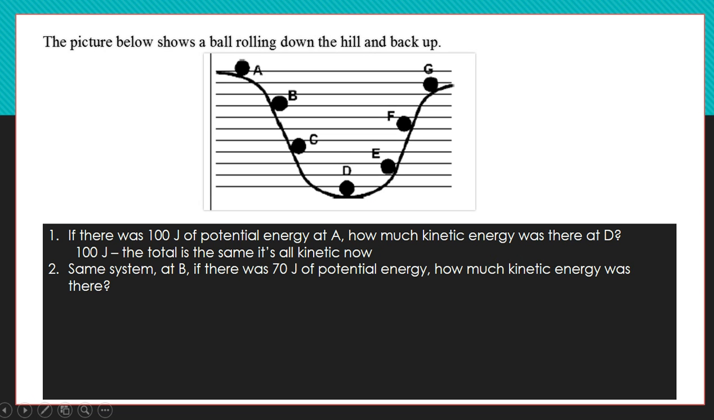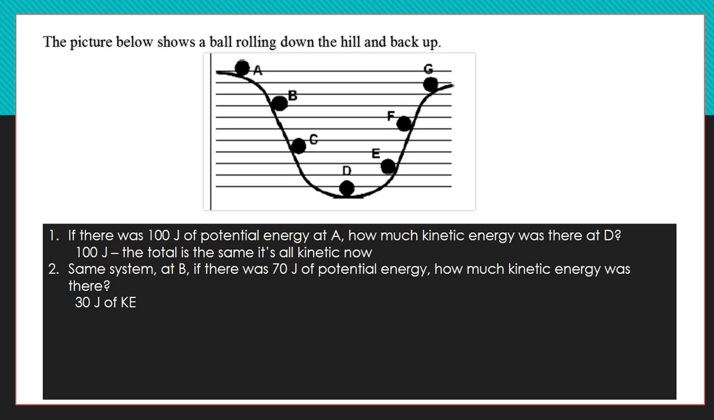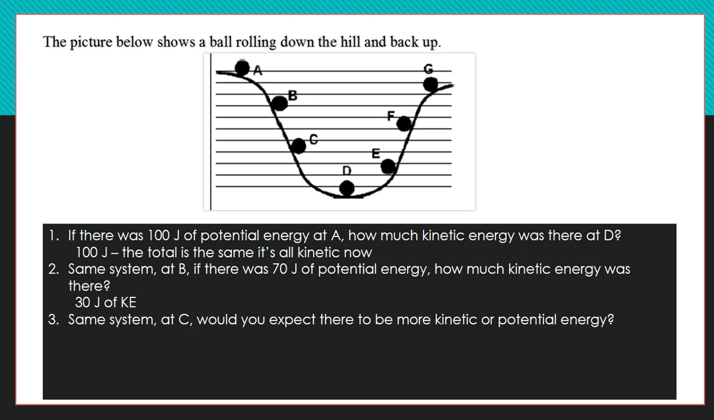Number 2, the same system, meaning the 100 joules is the same. At B, if there was 70 joules of potential energy, how much kinetic energy was there? You said 30. You are correct because you have to add up the kinetic and the potential to make 100. I apologize, I should say KE. So there should be 30 joules of KE.